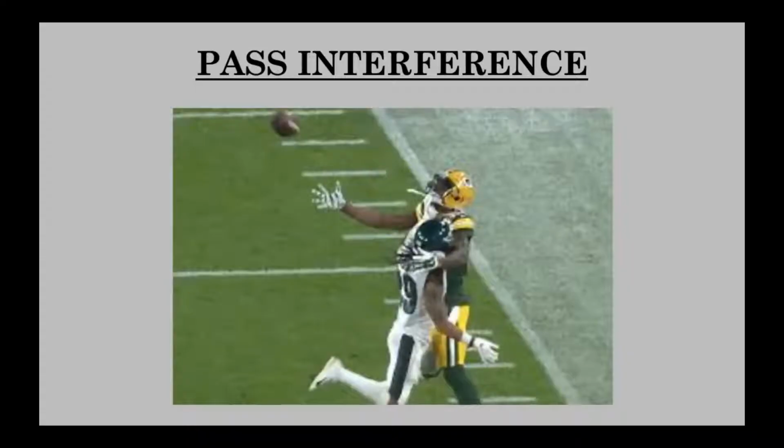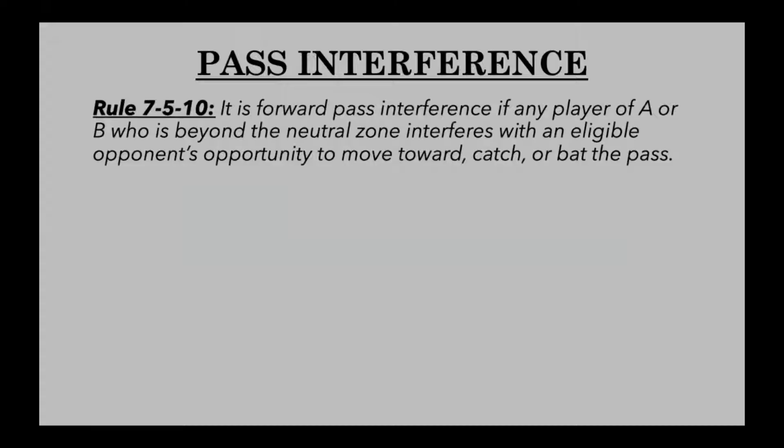Let's take a look at another common foul in our game, pass interference. This is another foul where the rule book doesn't give us a whole lot of information. If you take a look at the rule, it basically tells us it is forward pass interference if one eligible receiver interferes with another eligible receiver. That's nice, but it doesn't give us a whole lot of information.